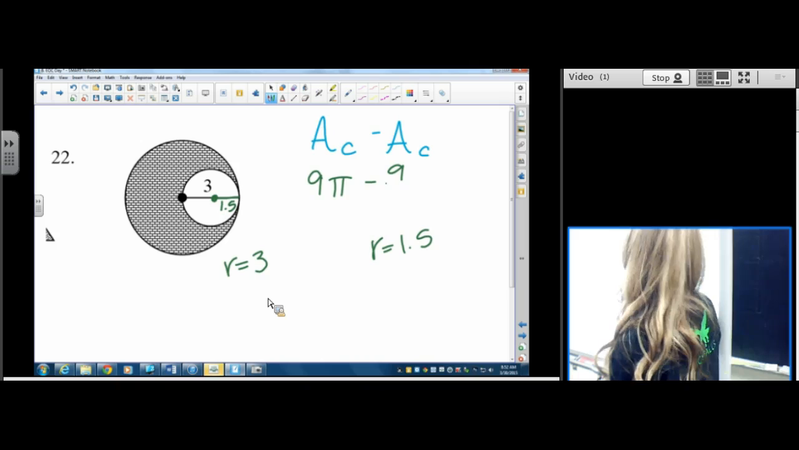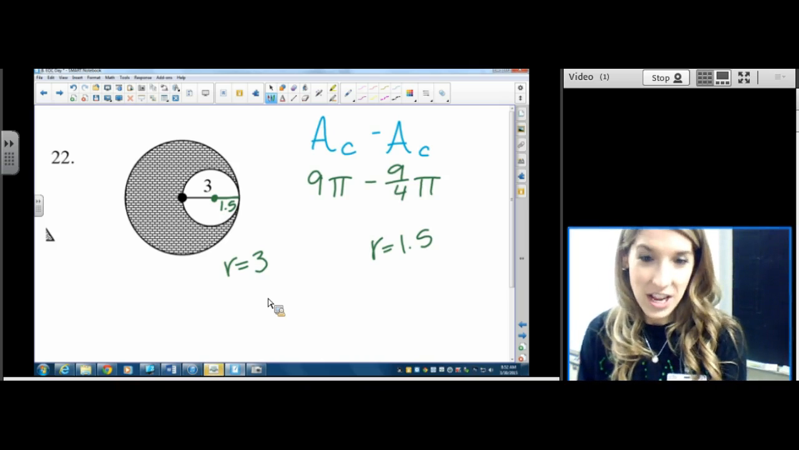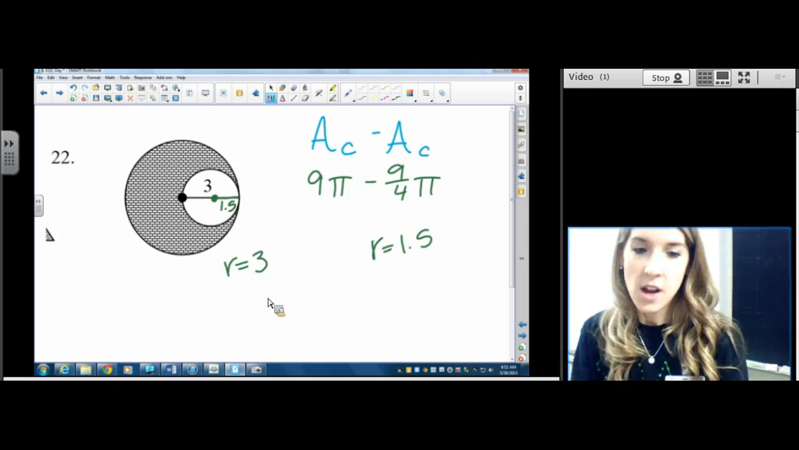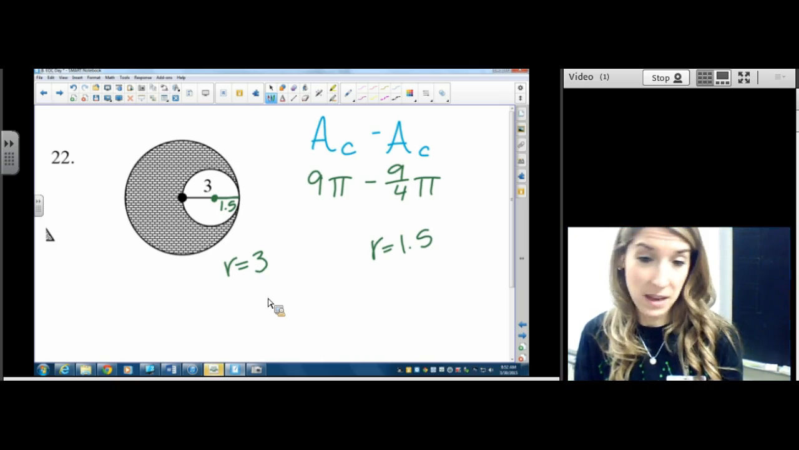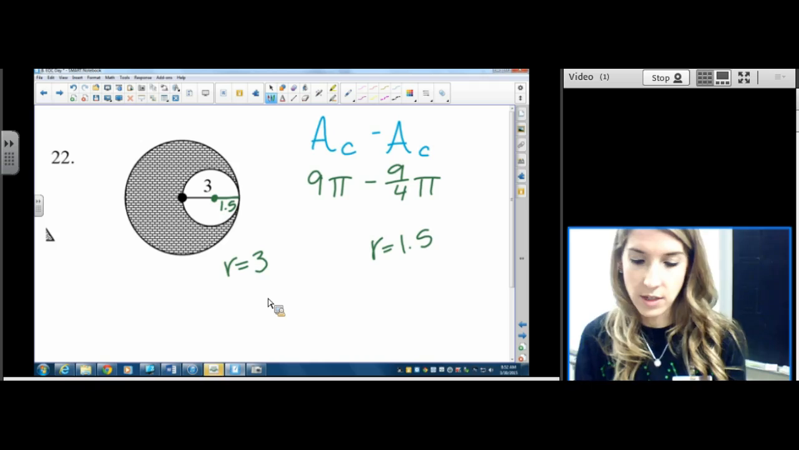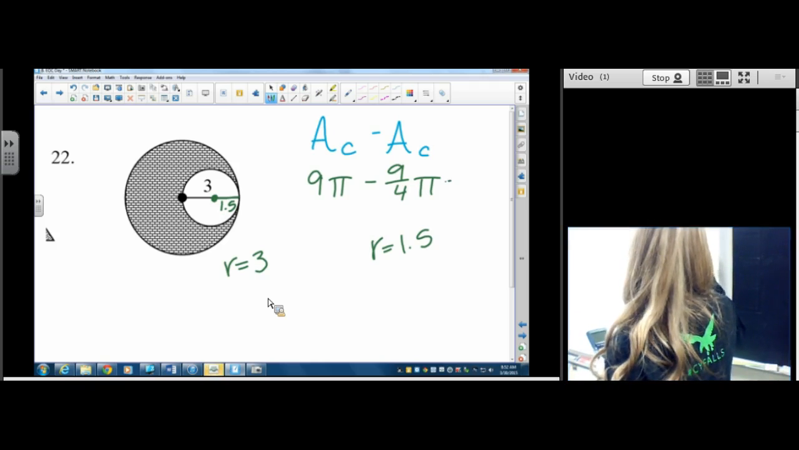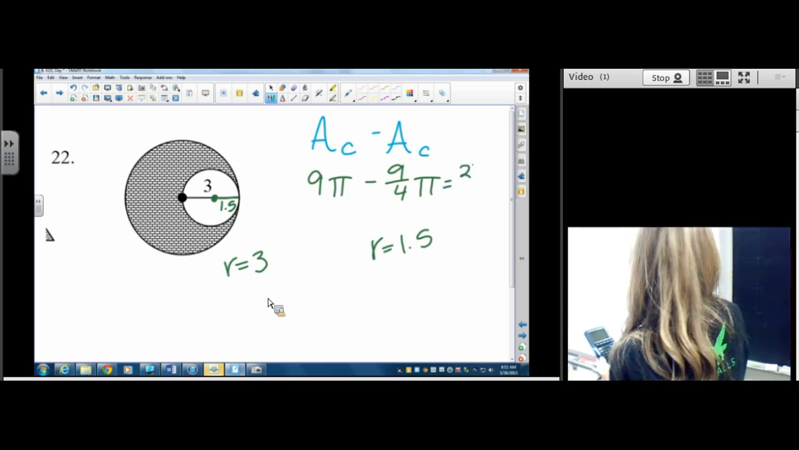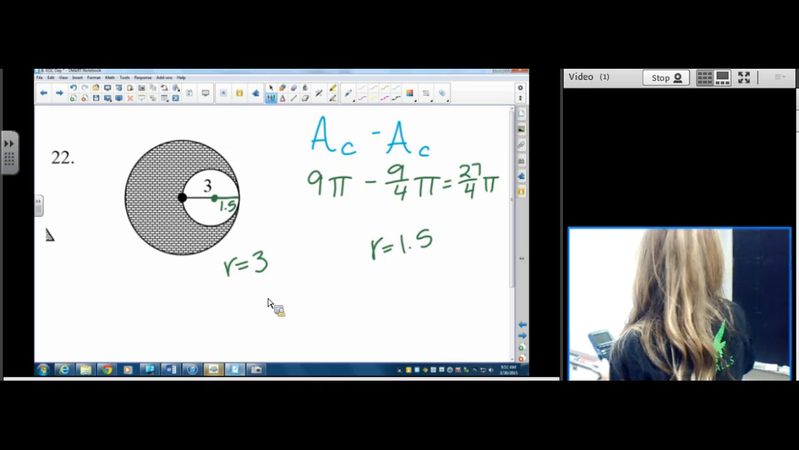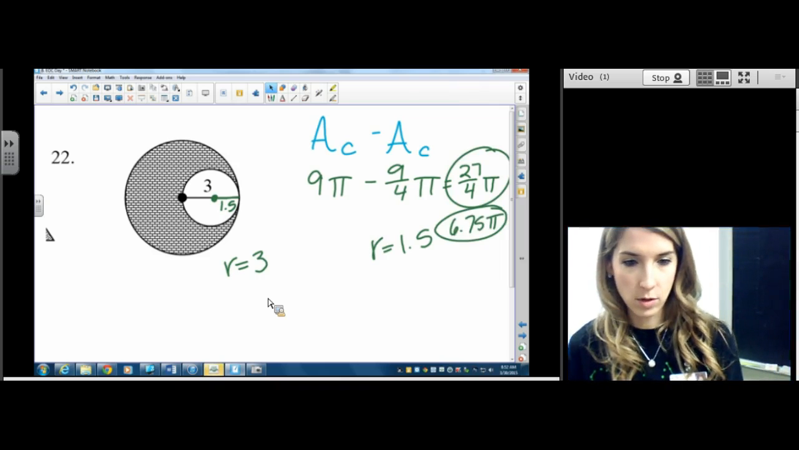This is the first time in this whole worksheet that we can actually combine our answers. They are like terms. You do not have to do this by hand because in geometry you're allowed to use a calculator. So 9 minus 9 fourths, and then I just do math, enter, enter. So I get 27 fourths pi. If you put 6.75 pi, that is okay too. Those are both completely acceptable.